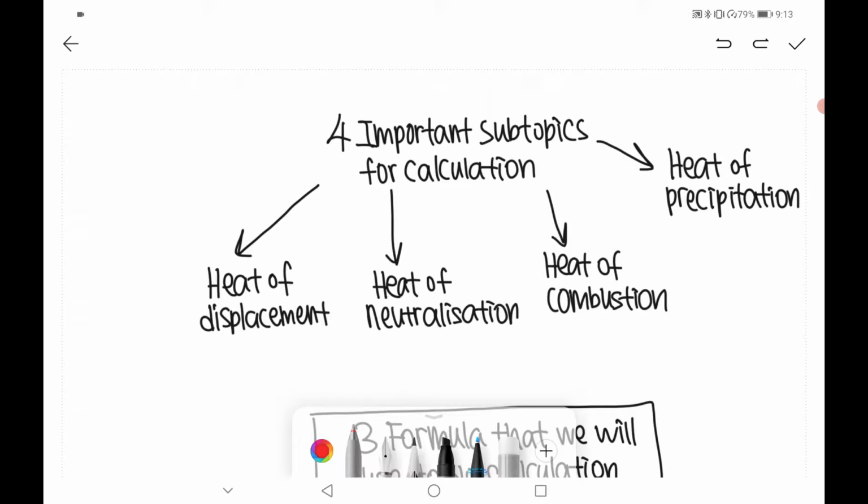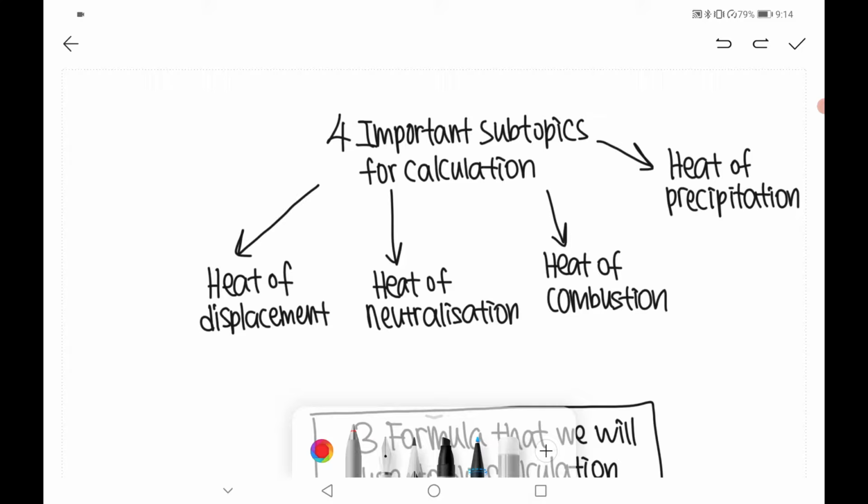So in today's lesson, we will focus on calculation. There are a total of 4 important calculations for this chapter, Form 5, Chapter 3. The first one is heat of displacement, which is what we will learn today. Then in the next lesson, we will learn heat of neutralization. After that, we will continue with heat of combustion. Then only we will finish the last part, which is heat of precipitation.